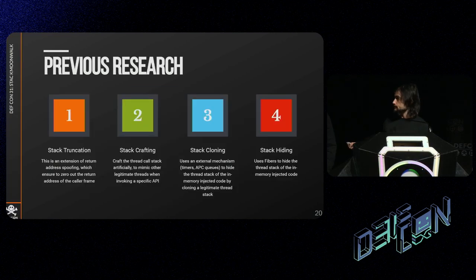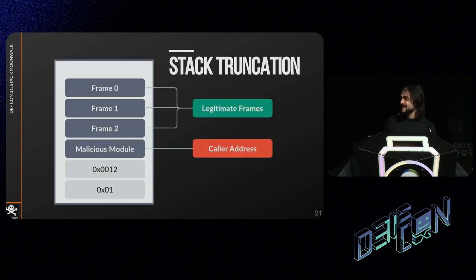for detections. So, for stack spoofing, previous research on the topic led to the development of techniques to defend from specific scans, periodic scans, like stack truncation, stack cloning, and stack hiding, or to defend against specific rule-based detection on the call stack when executing a specific API. So stack truncation was probably the first one used, and it's an evolution.